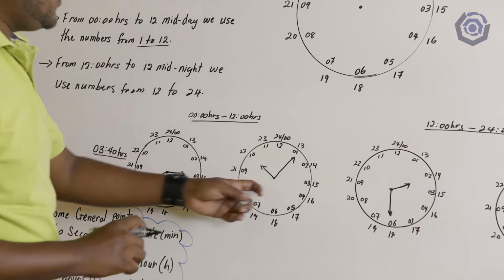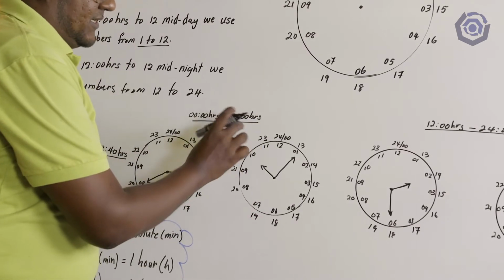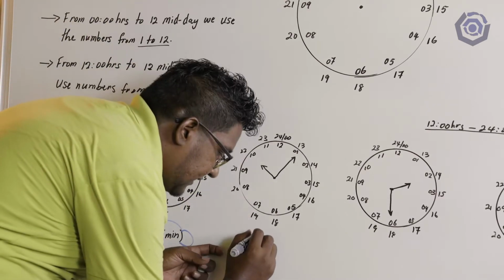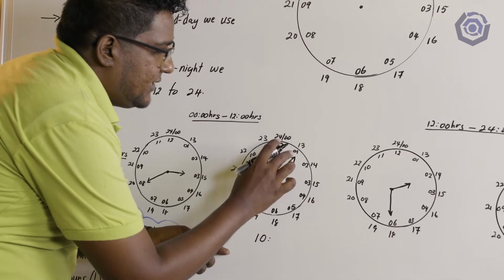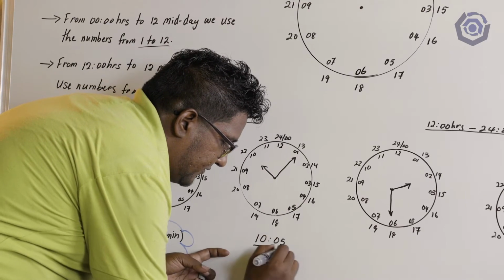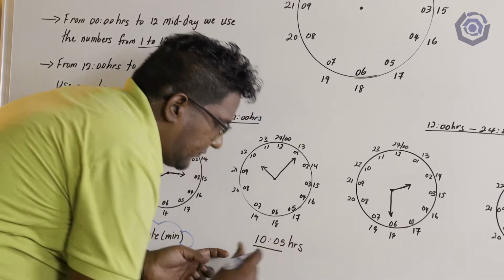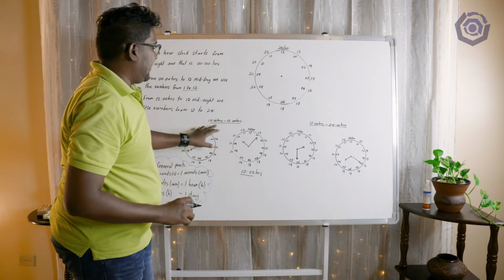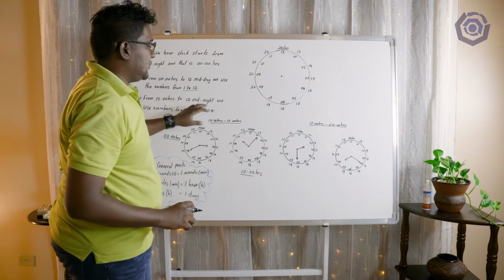Let's look at this one. Again, we're still in the first half of the day. So our shorthand is at 10, and the longhand is at 1. So this is going to be 10:05 hours. So from midnight to midday, we use numbers from 1 to 12.